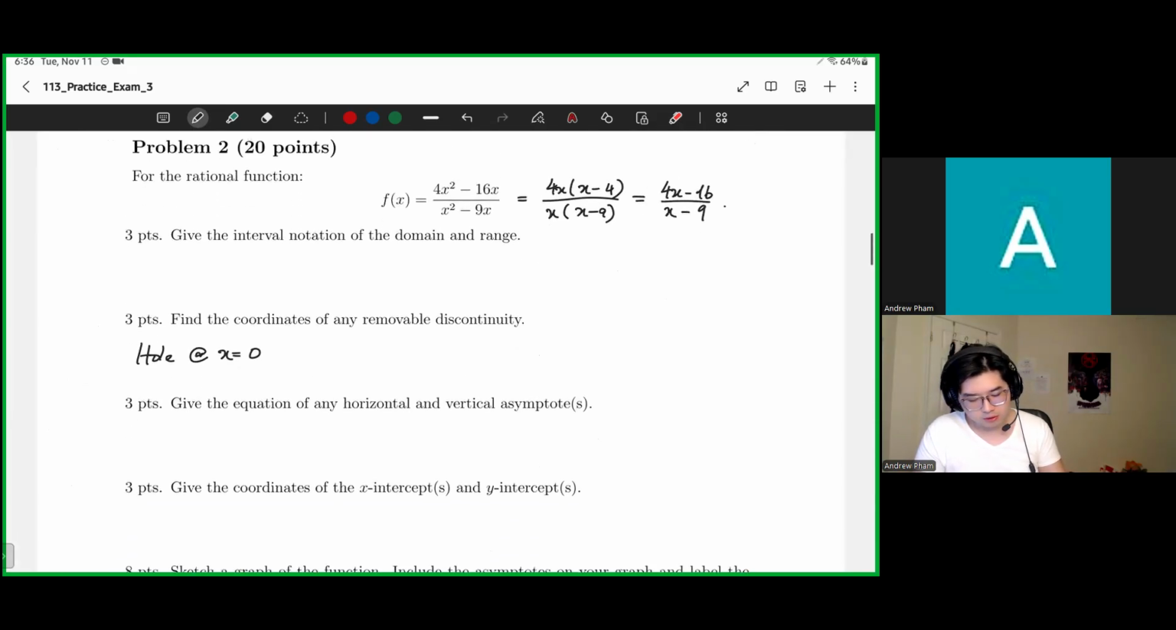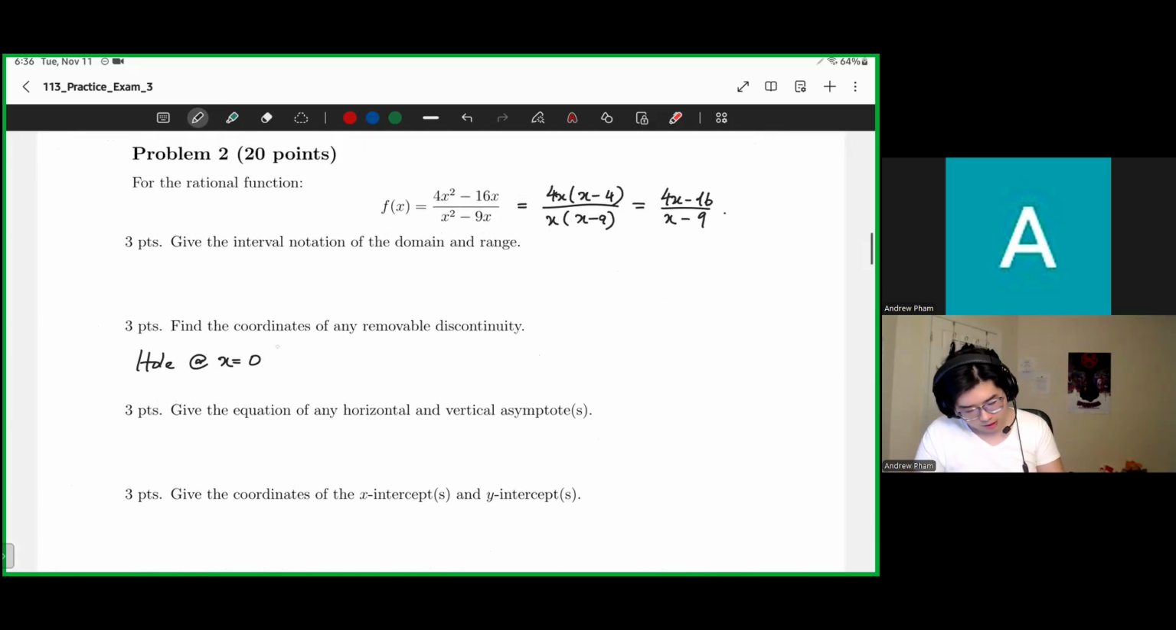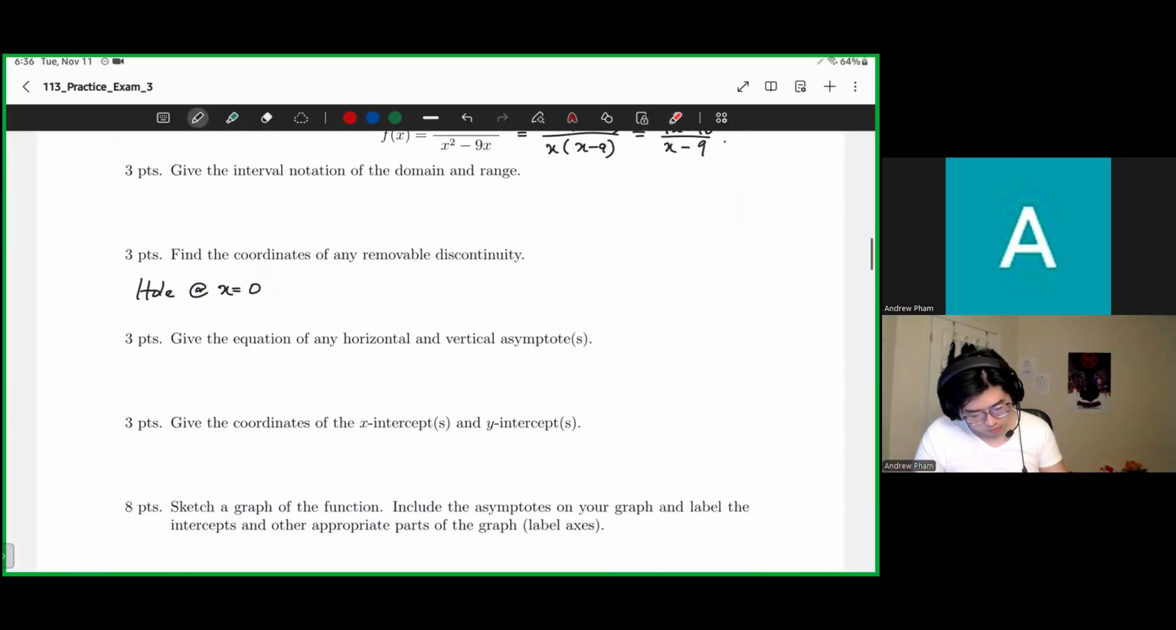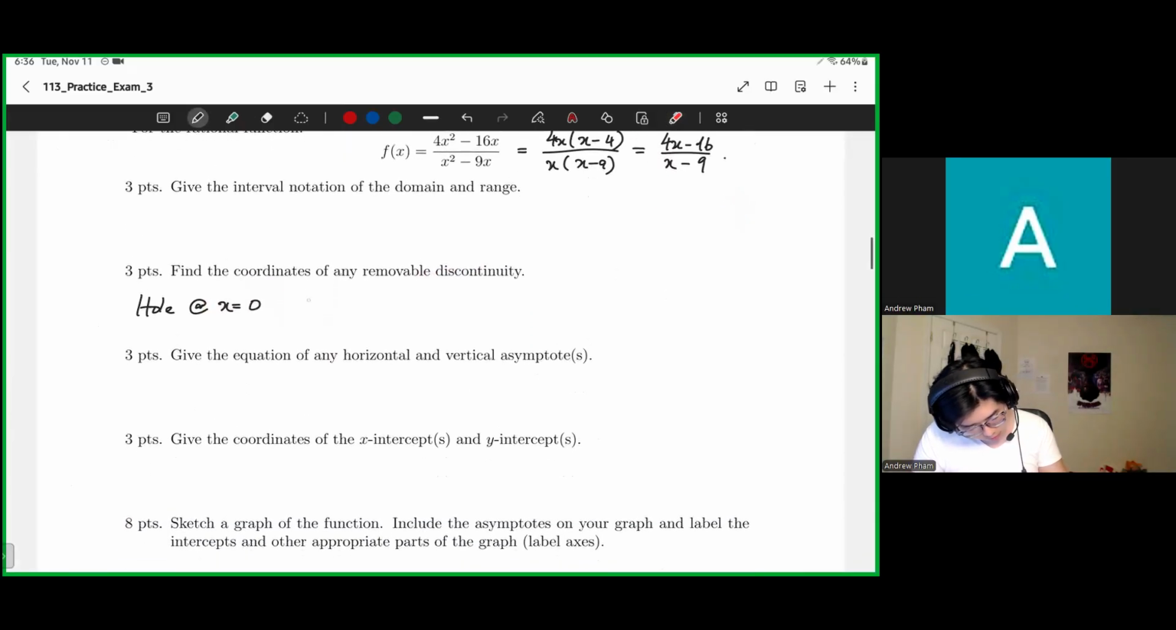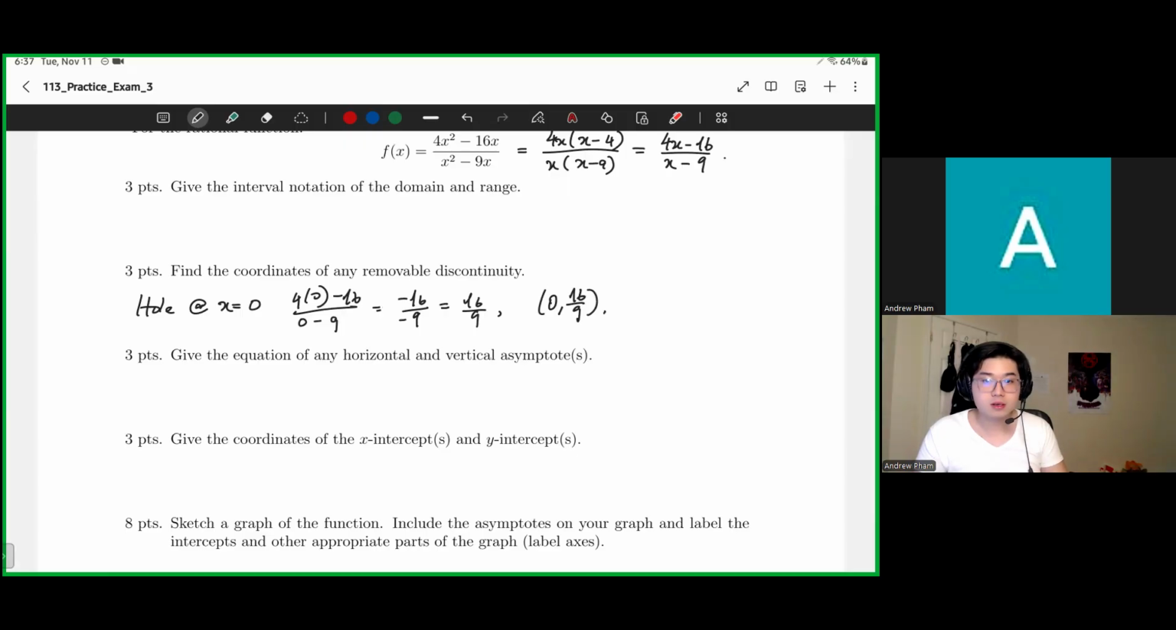And so to find the y-coordinate, you simply set x equal to 0 in the factored form. So if I do so, I get 4 times 0 minus 16 over 0 minus 9, which is minus 16 over minus 9, which is just 16 over 9. So my hole coordinates is at 0, 16 over 9.